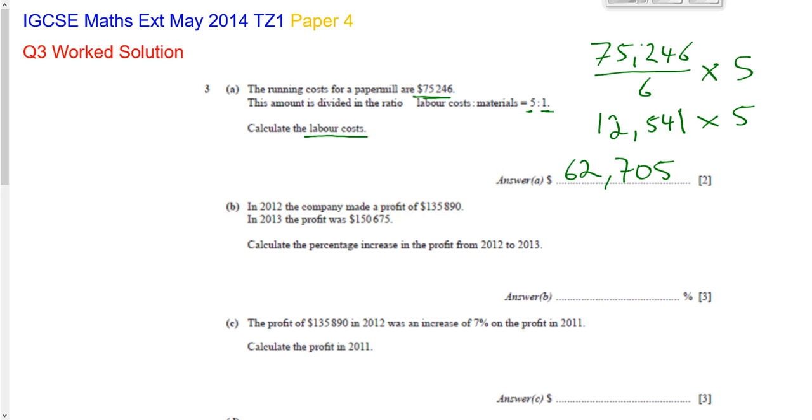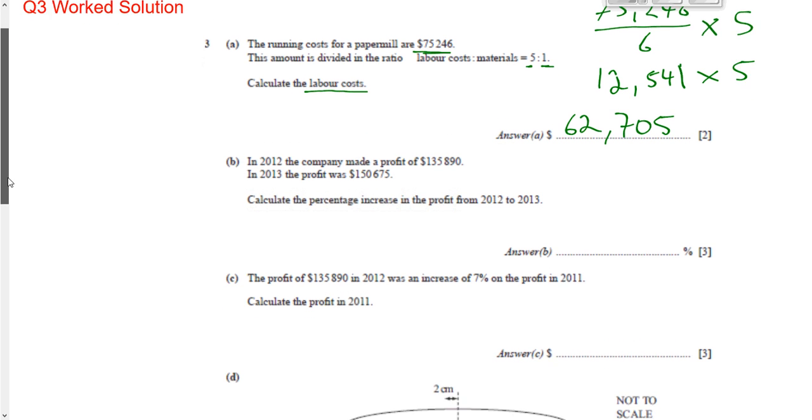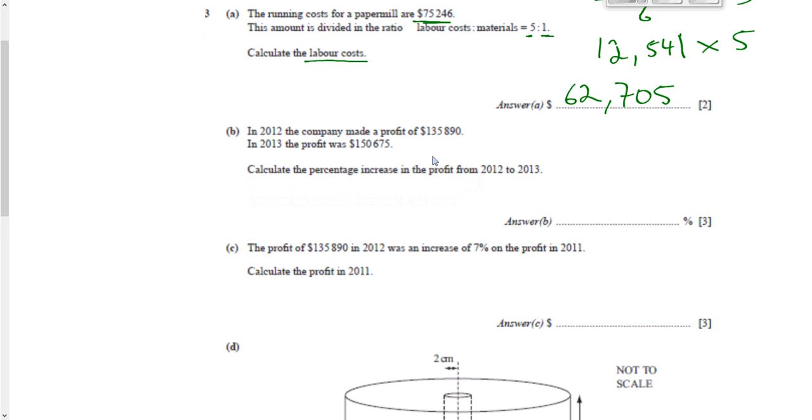All right, let's look at the next part here. In 2012, the company made a profit of 135,890. In 2013, the profit was 150,675. Calculate the percentage increase in profit from 2012 to 2013. So what I'm going to do is find the difference in profit. It's going to be 150,675 minus the profit from the year before, 135,890.